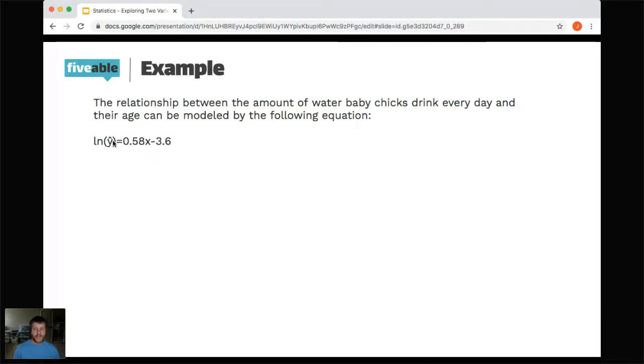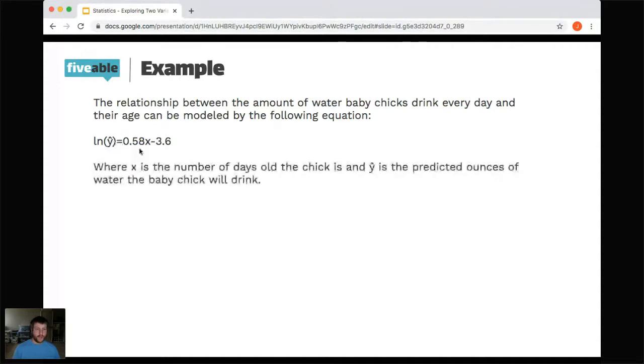So the p hat is like a predicted proportion based off of our sample. And it's the same way with the y hat. We don't really know what the ounces of water that the baby chick is going to drink, but we do have a prediction based off of this model of data points. And the prediction is why the y has a hat. Now the x is the number of days old the baby chick is. That we know. But we don't know how much water they're going to drink for sure. But we can predict it based off of this model.